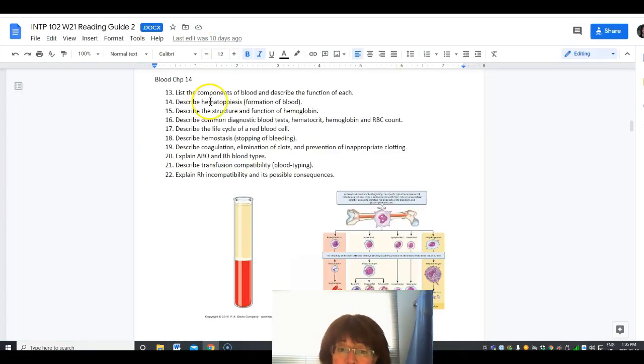So we're going to look at the components of blood, the formation of blood, the importance of hemoglobin, diagnostic tests, just briefly. The life cycle of a red blood cell, briefly, but more so you understand what they are. Stopping of bleeding, coagulation, clotting, blood types, and transfusion. So a lot of information.